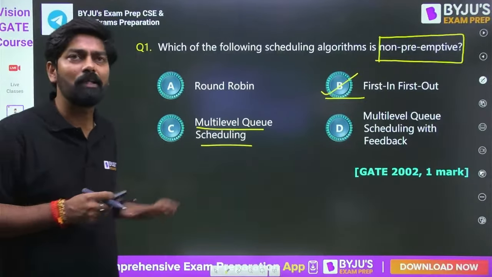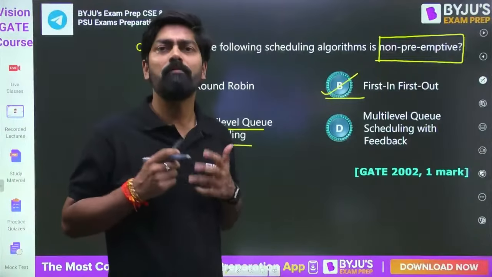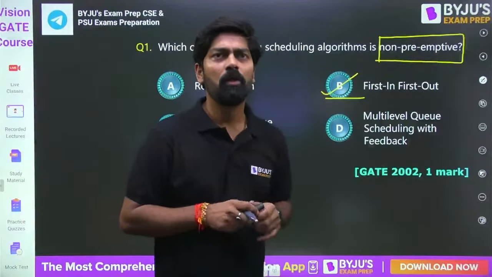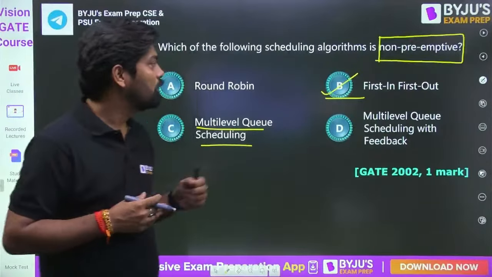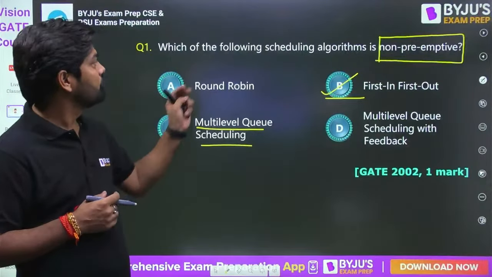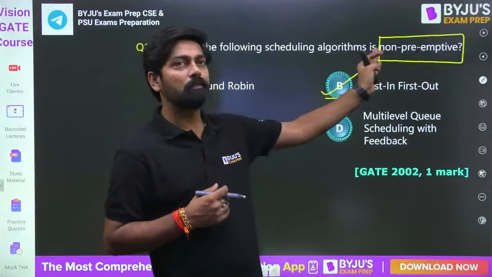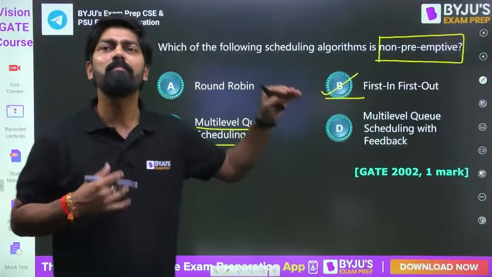Maybe they will make it MSQ. What they will do, they will try to test your knowledge. Maybe they will ask, which of the following algorithm is suffering from starvation? Maybe this is the next question.